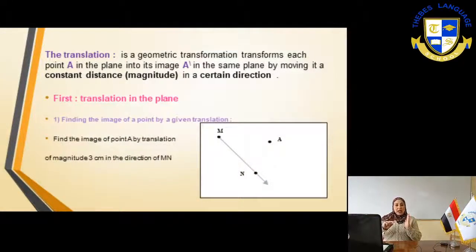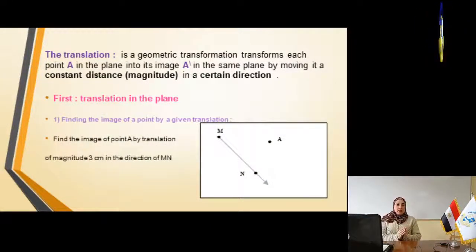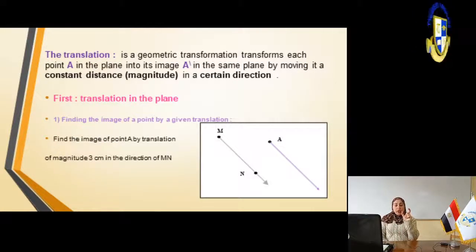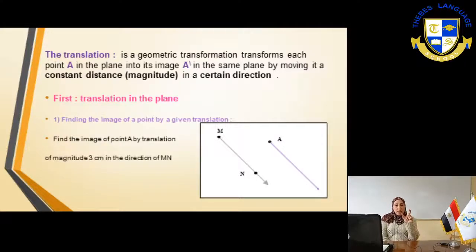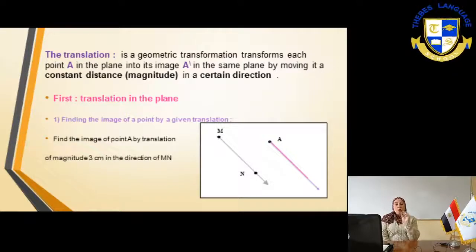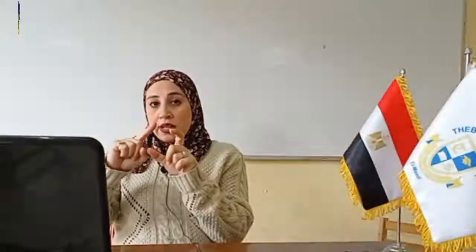I'll start by drawing a line or ray parallel to MN. After that, I'll measure the length of MN and put it on my new ray. I'll take the same distance. Now, by taking the same distance from the point A on the new ray, this is the image of A, which will be A dash.